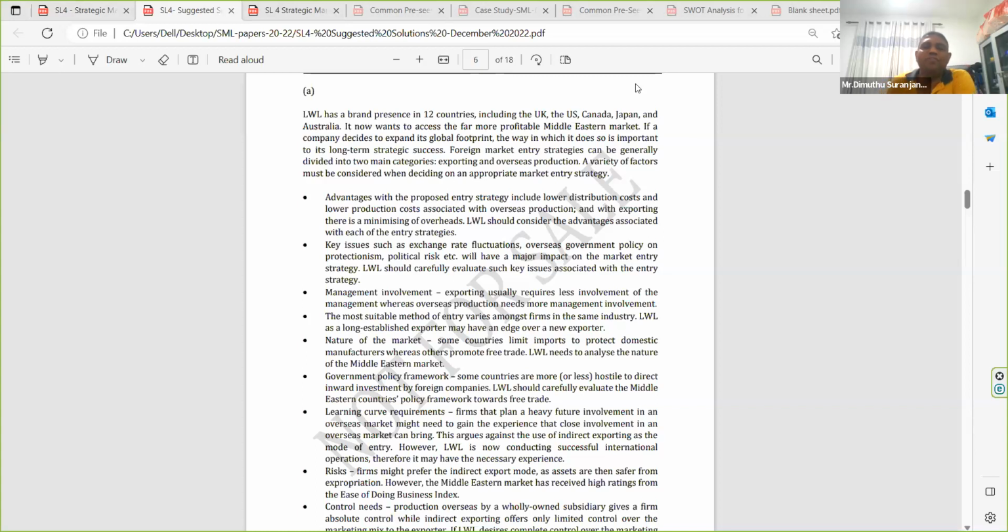Normally cut-off mark is 50. You say 45. No. Normally pass mark is 50. Right? SML 50. Or for any paper 50.